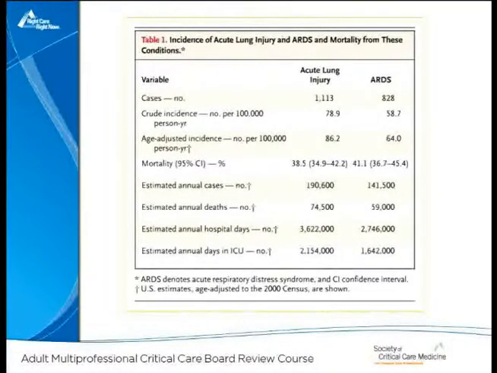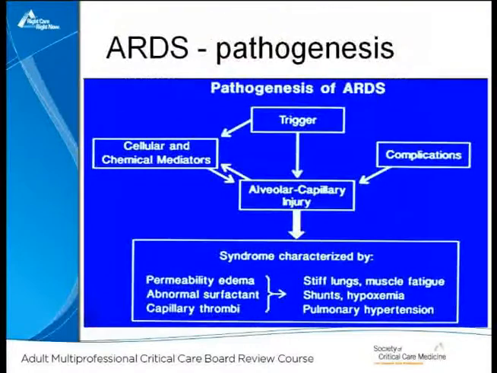So, ARDS occurs quite a bit. These numbers right here give you an idea. We're talking about several 100,000 patients each year in the United States come down with either acute lung injury or the more serious form, acute respiratory distress syndrome. And it accounts for tens of thousands of deaths in the United States every year. So it's an important disease, and as I said at the very beginning, it's kind of our bread and butter in the intensive care unit.